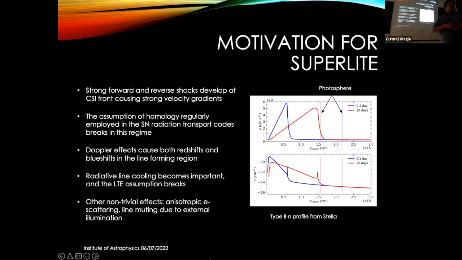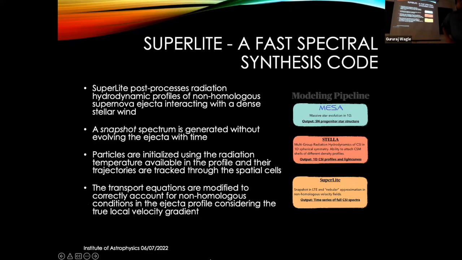We want a code which takes all these effects into account, along with non-homologous expansion. SuperLite is not a radiation hydrodynamic evolution code, so it does not evolve the ejecta. Instead, it takes the profile from another code like Stella, which has already done the radiative hydrodynamic evolution of the ejecta. At any given time, it takes the profile from Stella and produces a snapshot spectrum. So the ejecta is not evolved; it's a steady state solution, and the spectrum is generated based on the local properties in the profile from Stella.